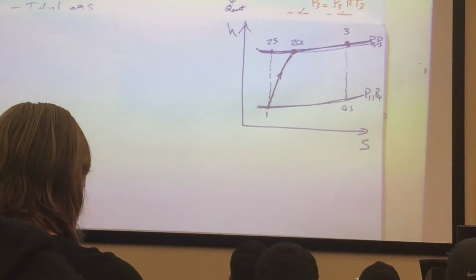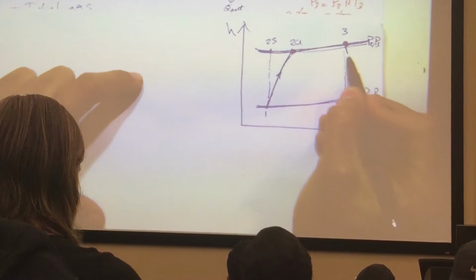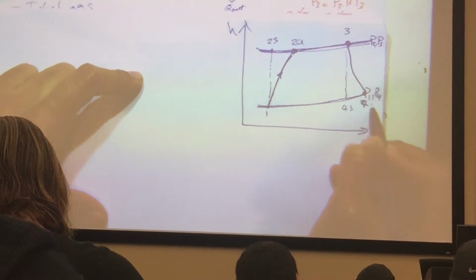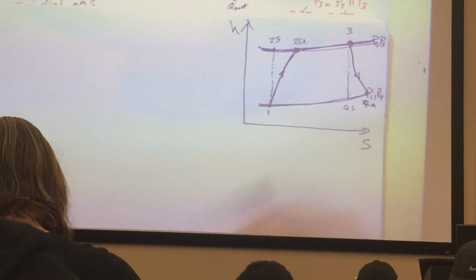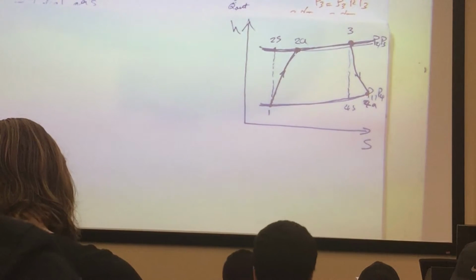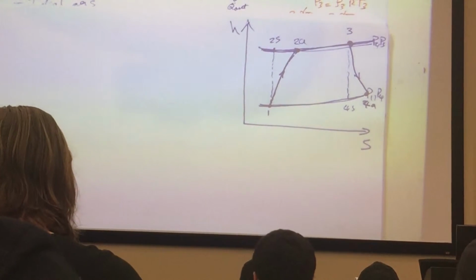What about the actual process? Left or right? Okay, good. So I'm going to go this way, and this is the 4 actual. And that's essentially your Brayton cycle. So let's start to line up all the equations for these different processes.